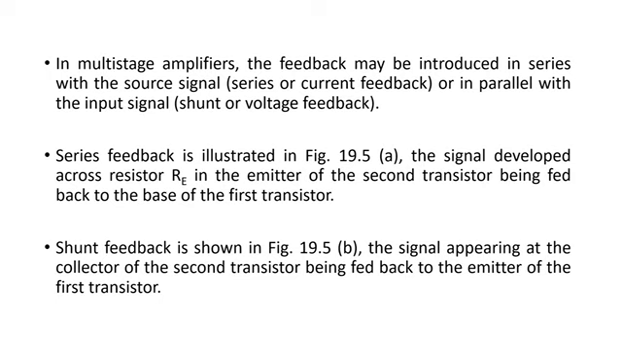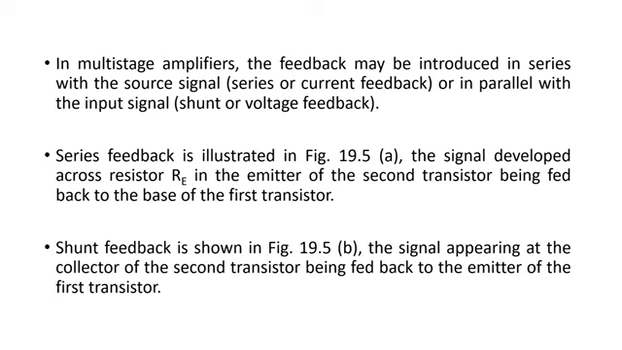So we can call it a shunt voltage feedback or current feedback. In series feedback, we call it current feedback. Here the signal developed across the resistor RE in the emitter of the second transistor is fed back to the base of the first transistor. Whereas in the shunt feedback, the signal appearing at the collector of the second transistor is fed back to the emitter of the first transistor.